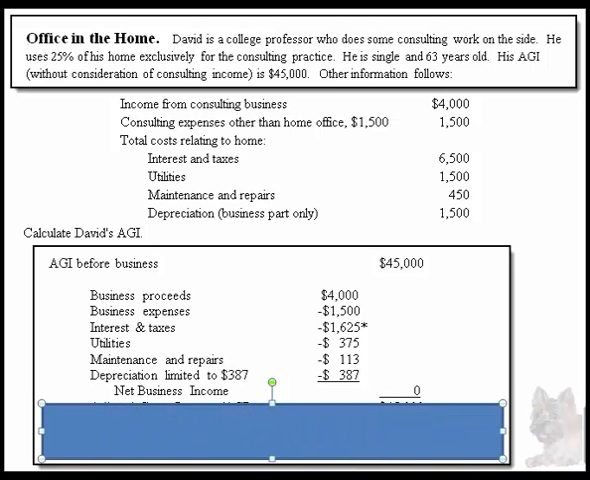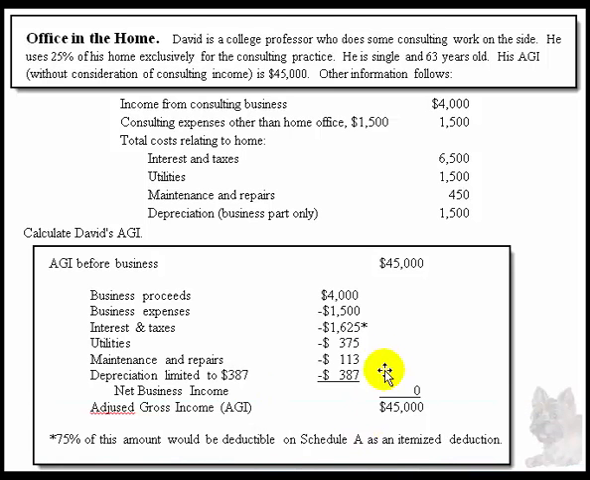So let me slide this off the screen here. All right, the 1625 represents 1/4 of the interest and taxes, and keep in mind that the 75% of that would be deductible on Schedule A. Now, all these other numbers are 25%, except for depreciation, because we're limited in depreciation to 387 because we cannot have net business income that goes beyond the adjusted gross income.